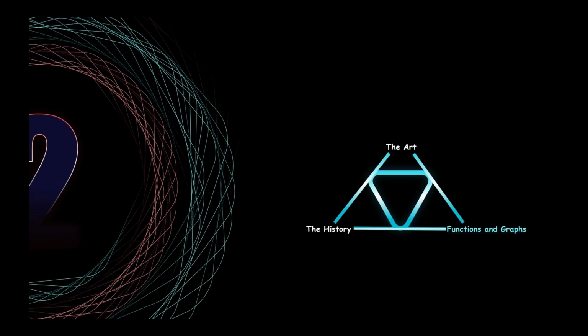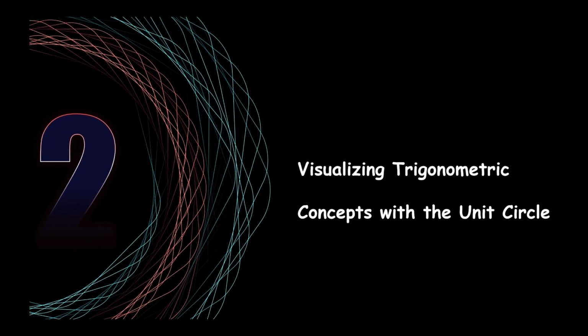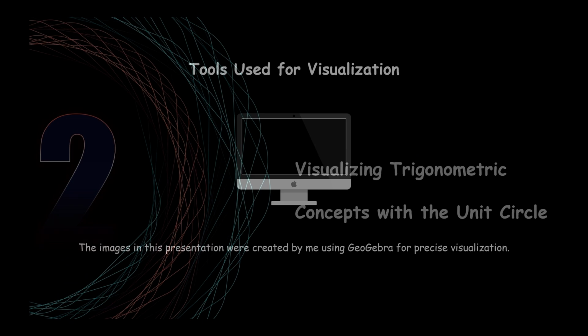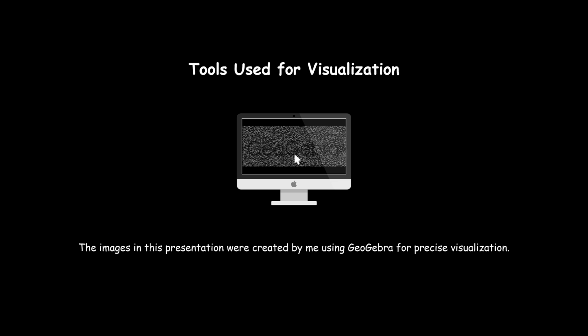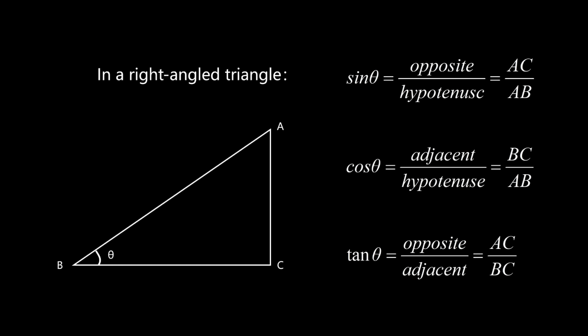Now, let's explore the second section, the functions and their graphs. For precise visualization, I created all the diagrams in this presentation using GeoGebra. First, let's take a look at the definitions of sine and cosine. These fundamental trigonometric functions are derived from the relationships within a right-angled triangle.